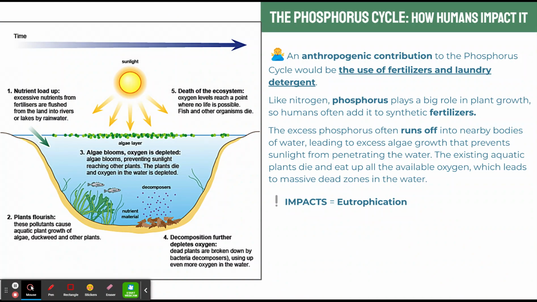So again, impacts of how humans impact the phosphorus cycle: the use of fertilizers, and also laundry detergent. Laundry detergent does have phosphorus in it, and when this is cycled in the washing machine and then down our drain pipes and eventually into local waterways, it can cause eutrophication.